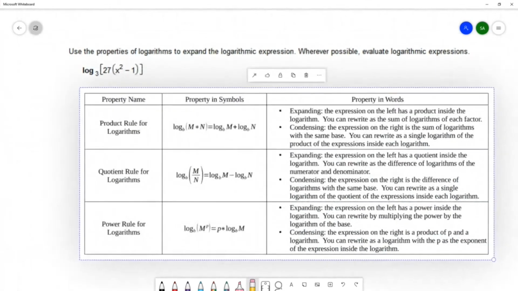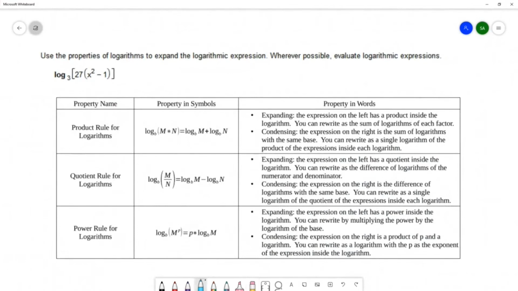So this example, we want to specifically expand this logarithmic expression, log base 3 of 27 times x squared minus 1. So we're going to be using these properties, the product rule for logarithms, the quotient rule for logarithms, and the power rule for logarithms. So these properties can be used, their name sort of gives away when you can use them. You use them when you have a product, a quotient, and a power.